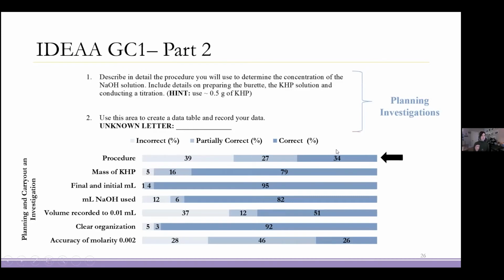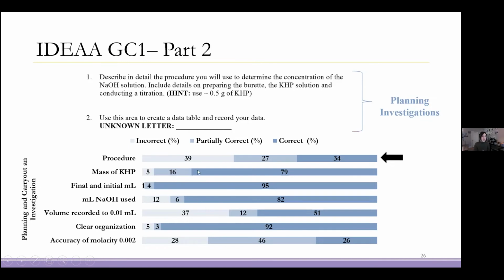34% of students actually wrote a complete procedure on how to perform a titration, just walking into the room, reading that prompt and writing a complete procedure on how to carry out a standardization of sodium hydroxide. 27% of students lost a few points because they didn't include certain details like properly preparing the burette or removing the funnel after the solution is added. So over 50% of students were able to come in and create a procedure to carry out a titration by themselves. The next three items are just them recording the appropriate data.